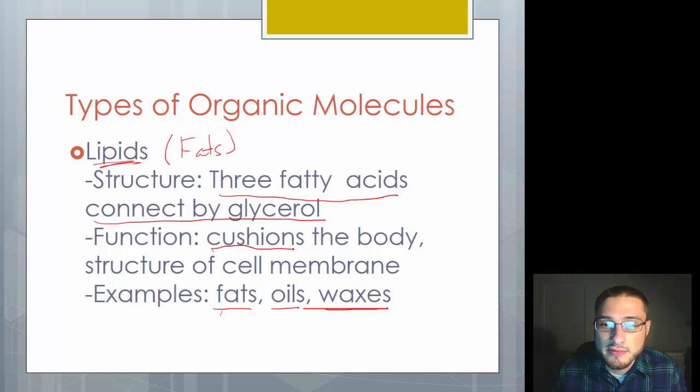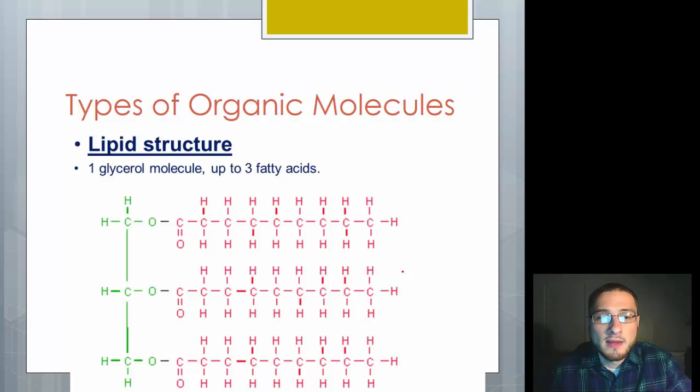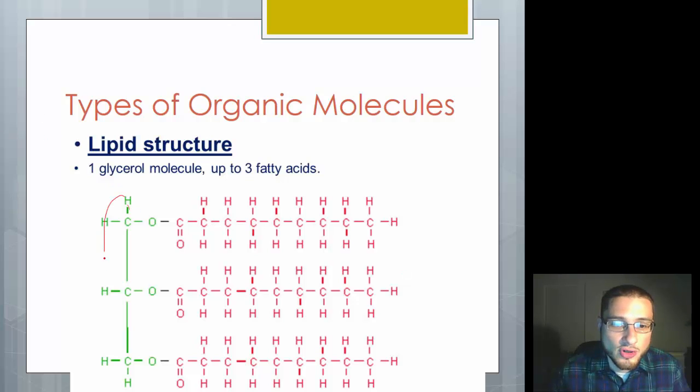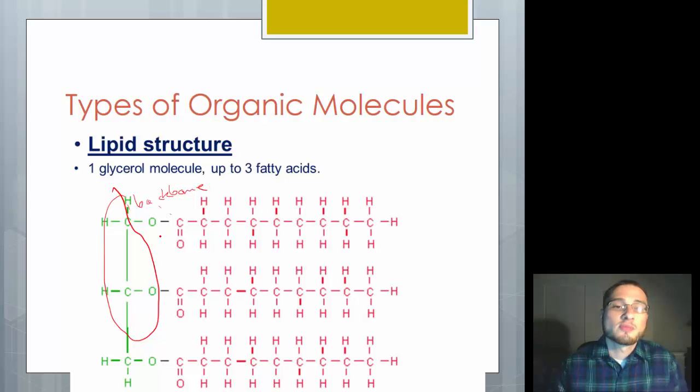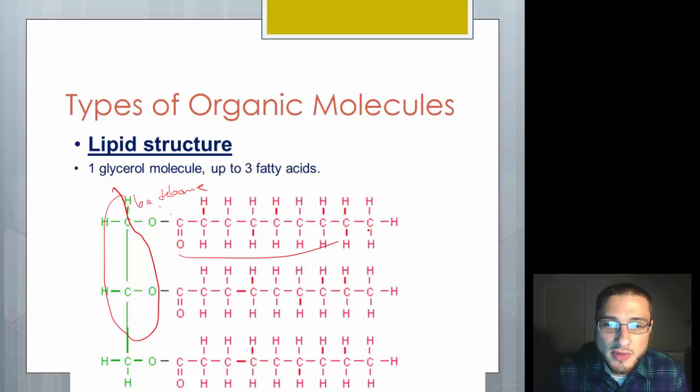Several functions to lipids. They cushion the body. So if anyone ever says it's good to have a little bit of fat, well, you want some cushion for your body. You want to have something that's going to protect your organs. So it's good to have a little body fat. Also, functions in your cell membrane, very important. We'll get into that later on in the year. This is the glycerol backbone right here. Maybe I've heard someone say glycerol backbone. And then these are my 3 fatty acids.